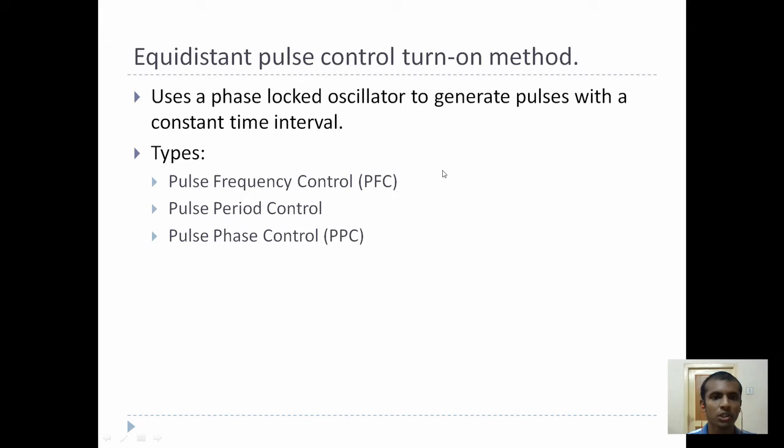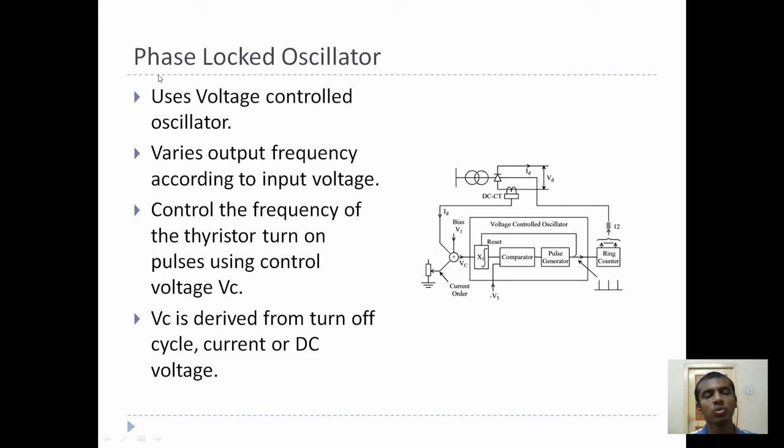So next is the equidistance pulse control turn on method. It uses a phase locked oscillator to generate pulses with a constant time interval. There are three types in equidistant pulse control: pulse frequency control, pulse period control, and pulse phase control. We are going to see about pulse frequency control and pulse period control. Before that, we are going to first see about the phase locked oscillator. This is the circuit diagram of a phase locked oscillator.